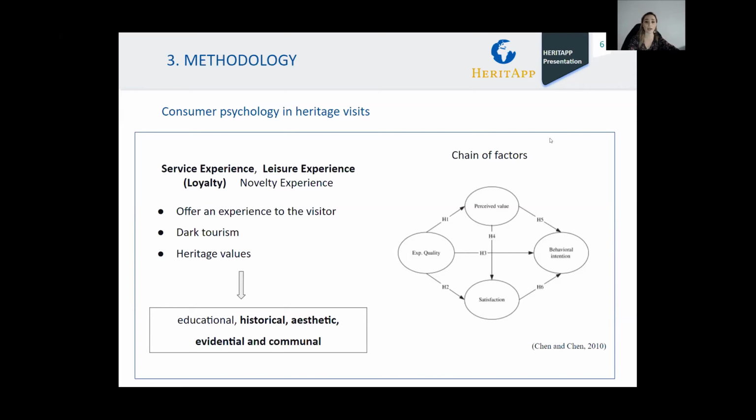And there on the right, we have the chain of factors. This is an empirical study conducted by Chen and Chen in 2010. It concludes that perceived value, experience quality, and satisfaction are permeable compartments where the failure of one of them affects the final value the visitor gives to their visit to heritage sites. That's why it's important to acknowledge all of them.